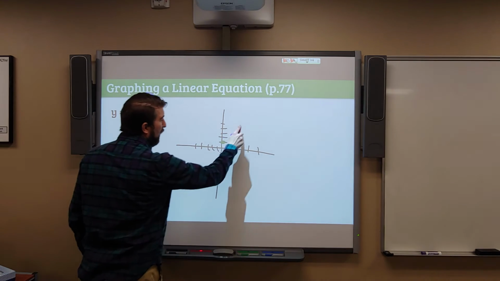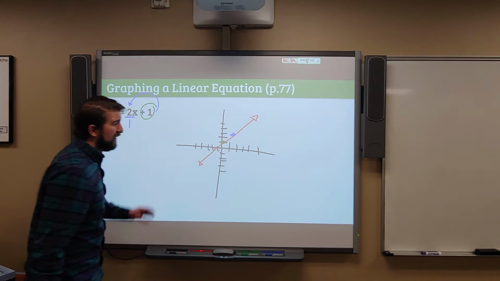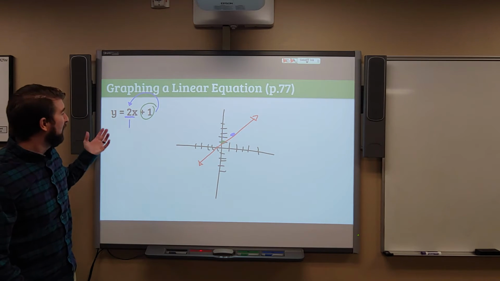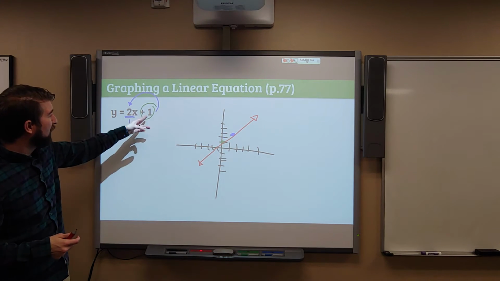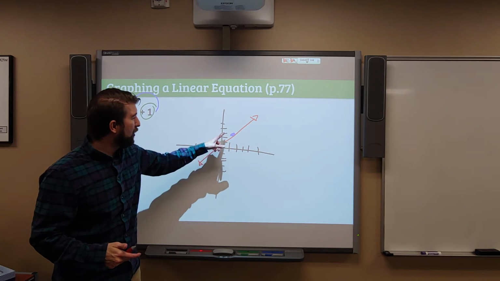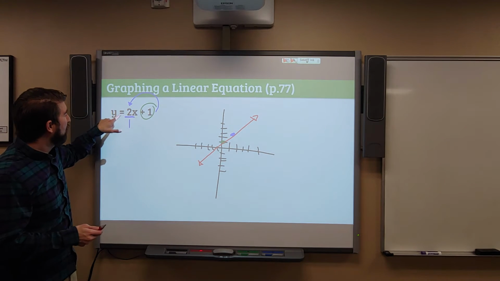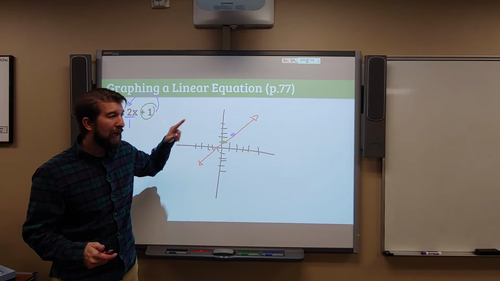And then I just connect the dots. Kind of draw a line through it. So this line represents this. And it matches up. I got my y-intercept of 1. I should be going up 2/1 for my slope. And then just a quick glance at it: my slope is positive, so it should be going up to the right, and it is.